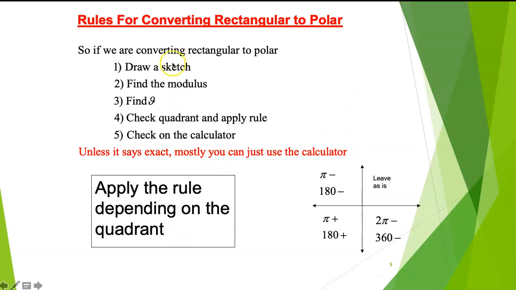So the steps to calculate: you sketch it first. To convert from rectangular to polar, you sketch it, you find the modulus, find the theta, and then you check the quadrant and apply the rule. Why do you check the quadrant and apply the rule? When you sketch it, you will be able to know where your complex number is: in the first, second, third, or fourth quadrant.